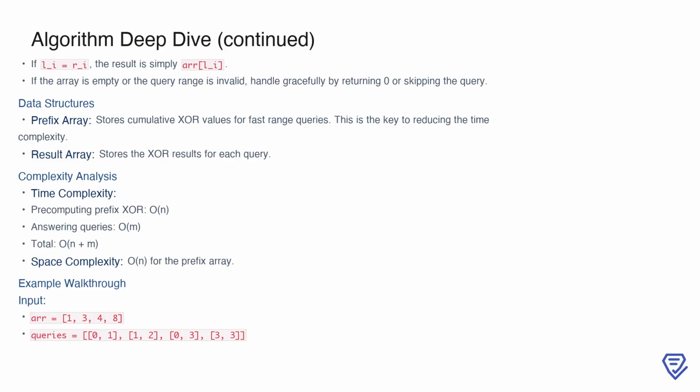To implement this solution, we rely on two key data structures. The first is the prefix array, which efficiently stores cumulative XOR values for fast range queries. The second is the results array, where we store the XOR values for each processed query.